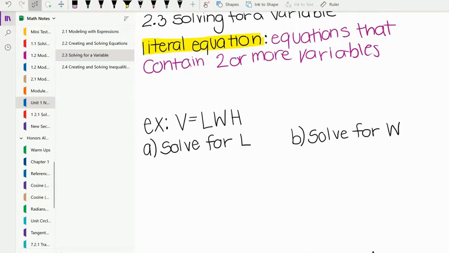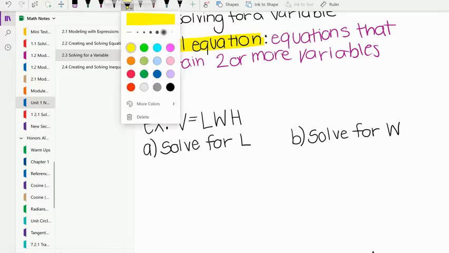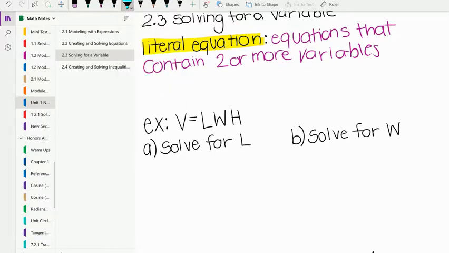So we have a formula for volume. V equals LWH. So what that really means is volume equals length times width times height. So we want to solve for L. So I want to get that L by itself. So I'm going to go ahead and just rewrite this.